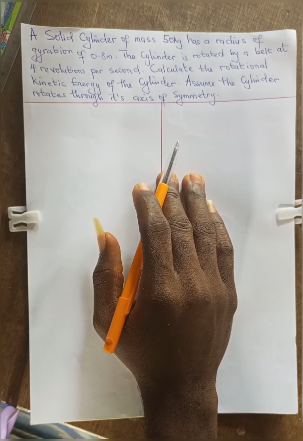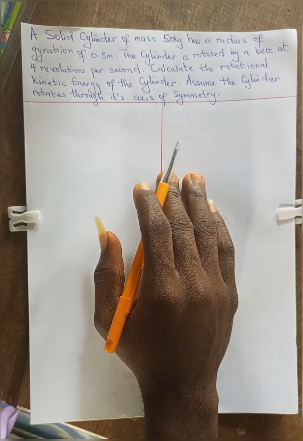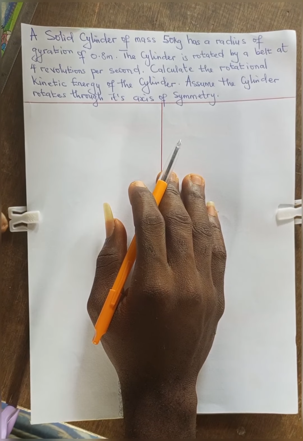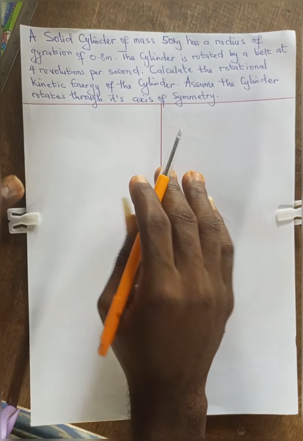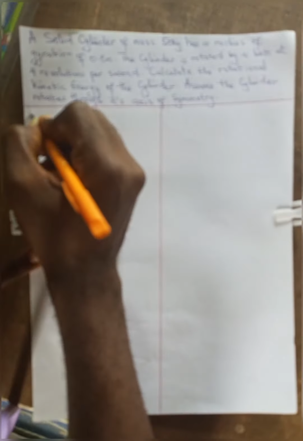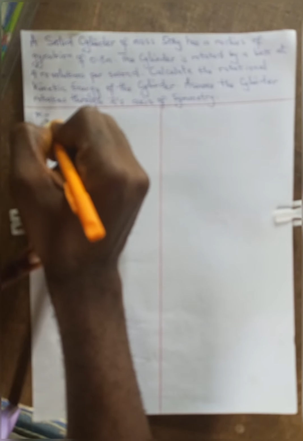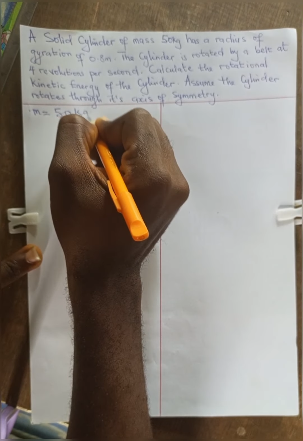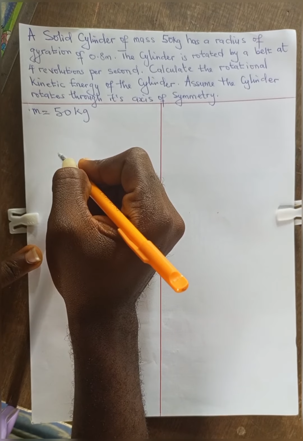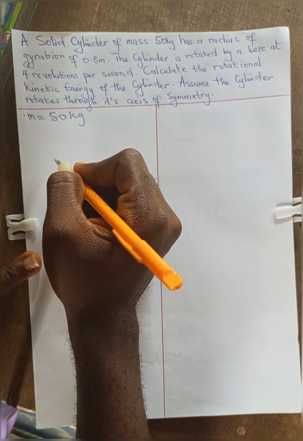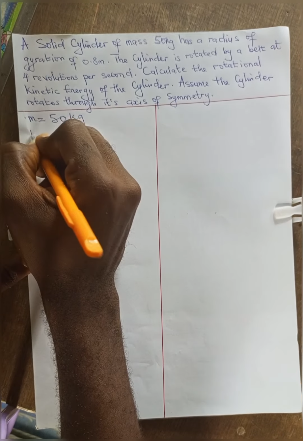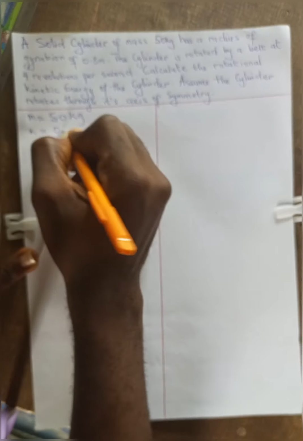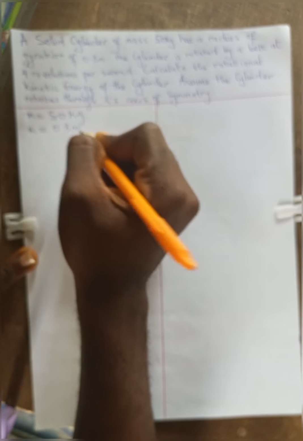Now the first thing we need to put here na to write out wetin physics dey call the parameters. In other words, write out those things wey dem give us. Now if you look through the question, you go know say the first thing dem give us na mass. So dem give us mass as equals to 50 kg. Now after the mass, they also give us the radius of gyration. So they give us the radius of gyration as 0.8 meter.